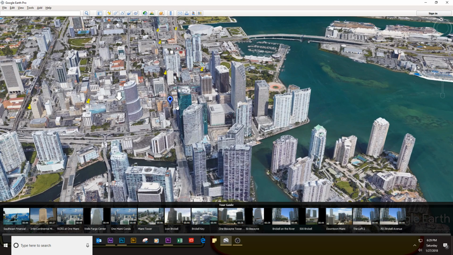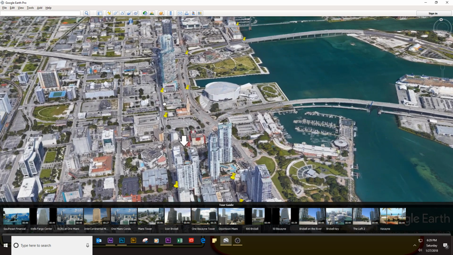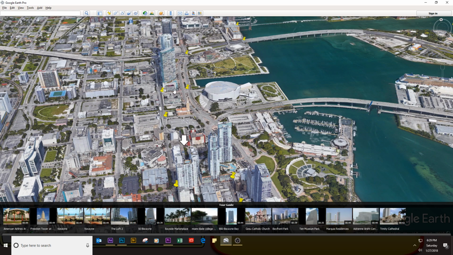So this is Northeast 2nd Avenue. So we cross the Brickell Bridge, go straight up Northeast 2nd Avenue. You make a right here on Northeast 14th Street to Biscayne Boulevard. This is the arena, the Miami Basketball Arena.